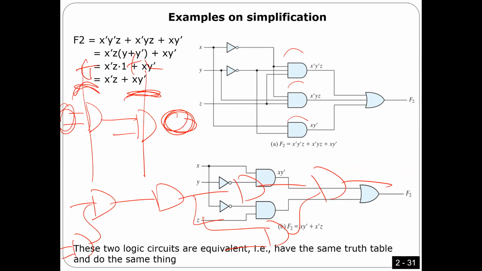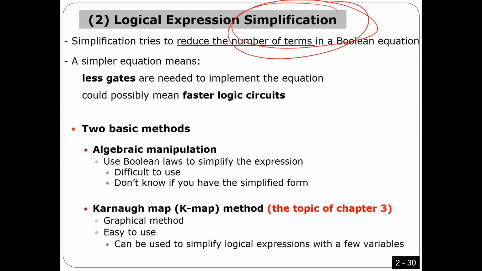So what I want to say is that simplification is not only important because I can do the same thing using a small number of gates. It's not only that, but it can also be a fast circuit, because there is a propagation time.